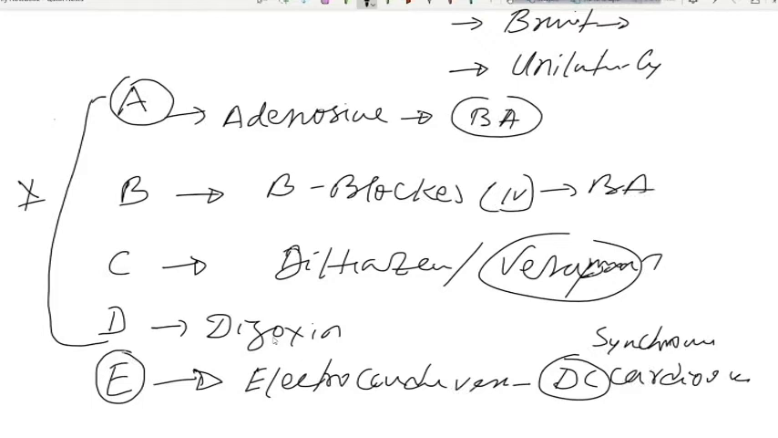That is the pulseless VT. Mind it. And in synchronized DC cardioversion, low joule, that is the 50 joule is used. But in unsynchronized cardioversion, the high joule, that is 150 or more, 120 to 150 joule is used. So these are the procedure A, B, C, D and E.